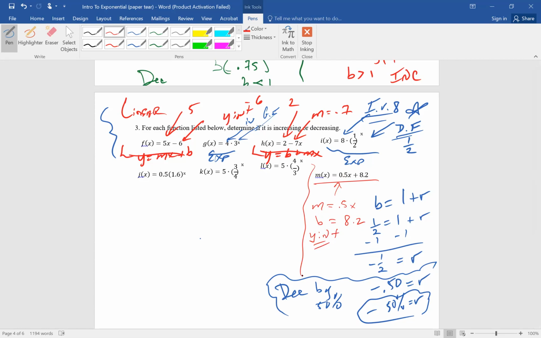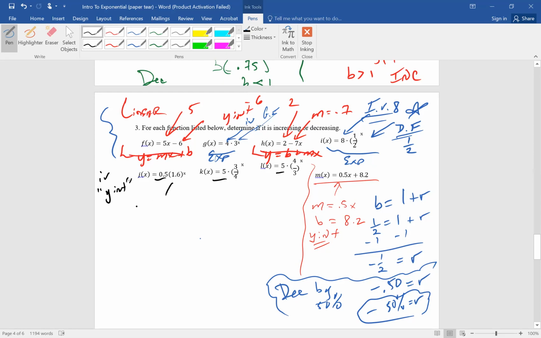Now all of these other 3, J, K, and L, are exponential. So if I ask you what is the initial value for each one of them, the initial value is here in black. So it's 0.5 for that function, 5 and 5 here. They're the same value. Those are the initial values in black, and that's also the y-intercepts. So where your function will, if you were to graph these things, cross the y-axis.